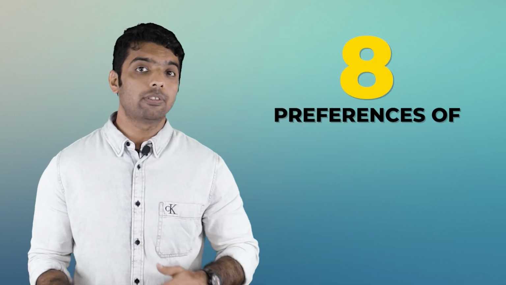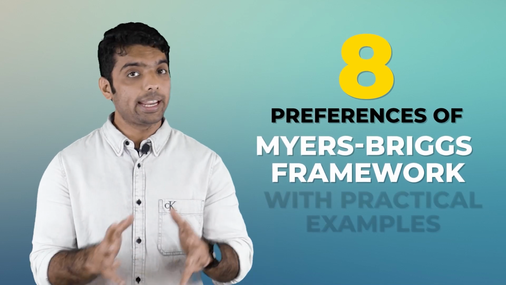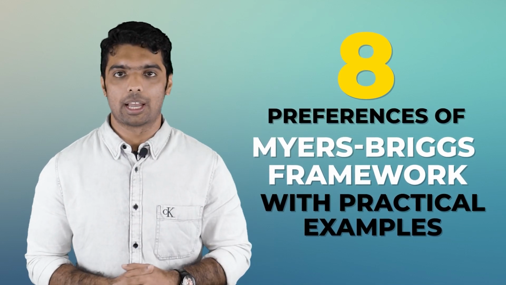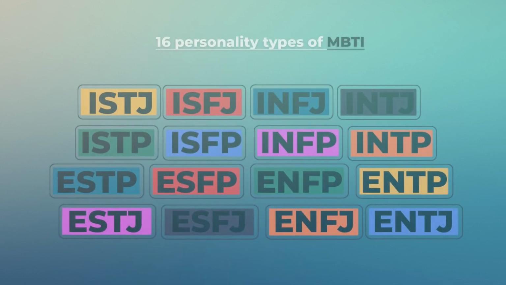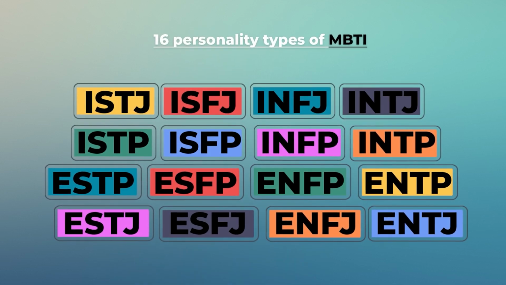So until now, we have discussed the 8 preferences of the Myers-Briggs framework in detail and with some practical examples. What MBTI does is take these 8 preferences and make different permutations and combinations, and MBTI defines 16 personality types which a person can have.